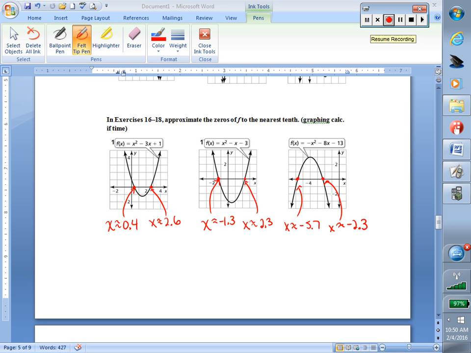Alright guys, I have the intercepts up there for 17 and 18. So see if you can come up with those, write some steps down if you need to, and then I'll be around to help you out.